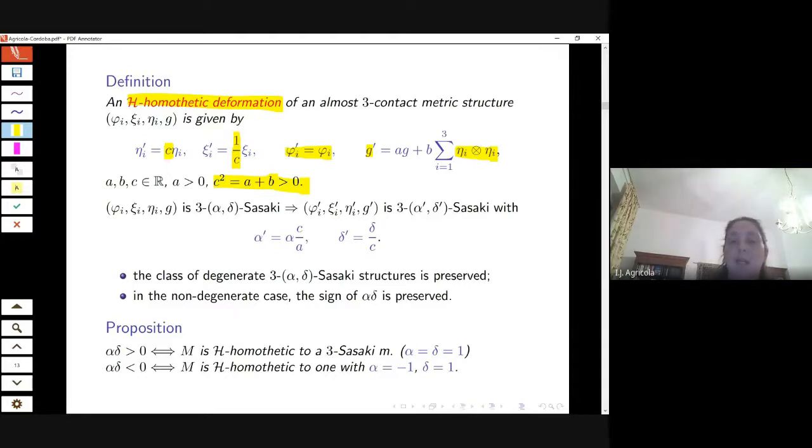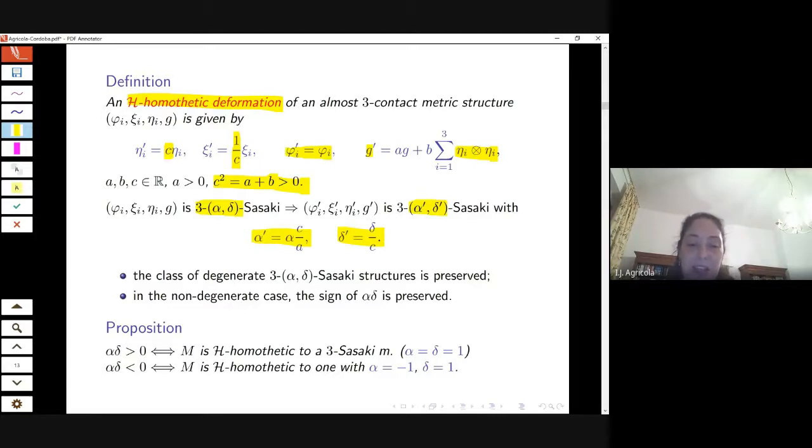Okay. Now, if you start with a free alpha-delta Sasaki manifold with constants alpha and delta and perform such a homothetic deformation, then it will again be a free alpha-delta Sasaki manifold with new constants alpha prime and delta prime, and these constants are computed by these two equations.